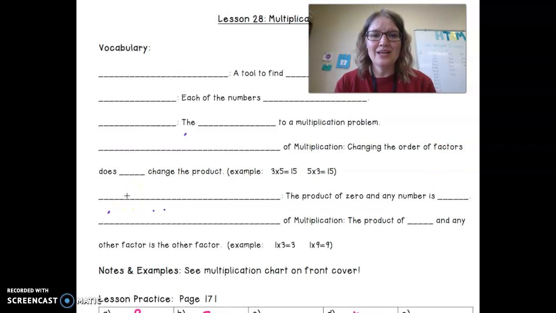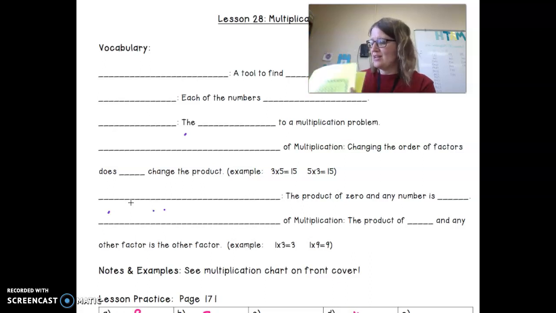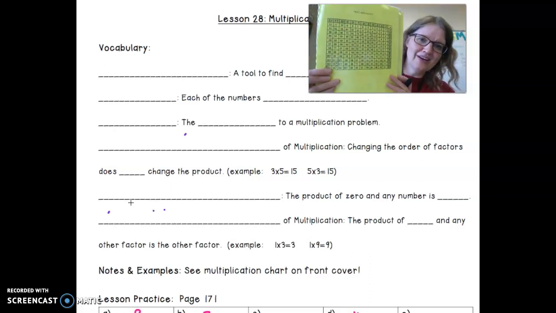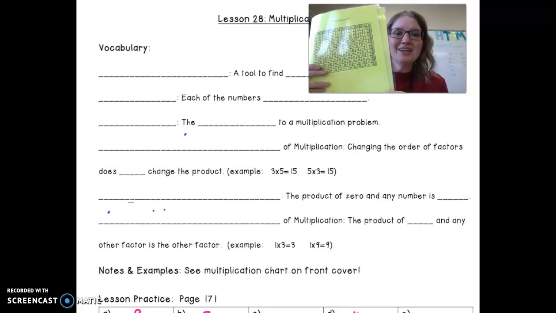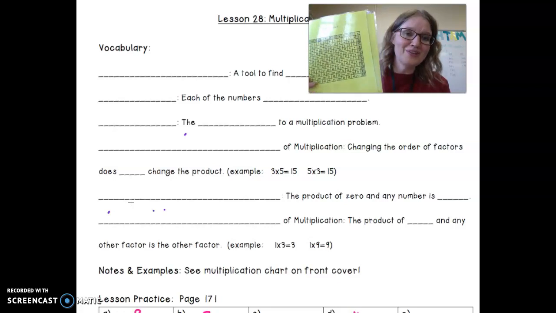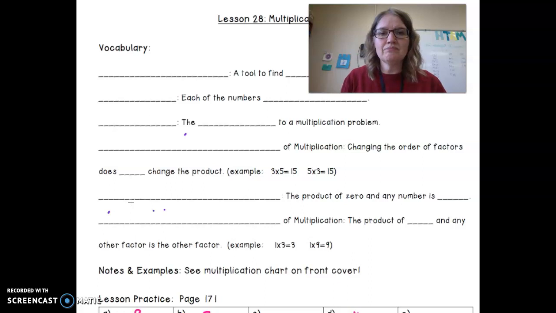Today we are doing the multiplication table lesson 28, and you are going to need your multiplication table. It is really a handy resource. I have one right here. Eventually you want to get that all in your brain because you will use this a lot through your life. But let's begin and talk a little bit about multiplication.